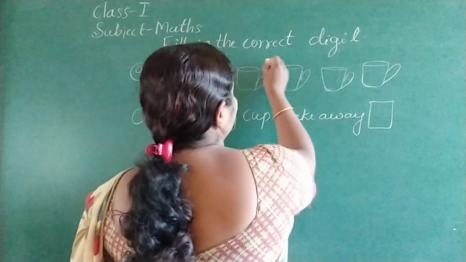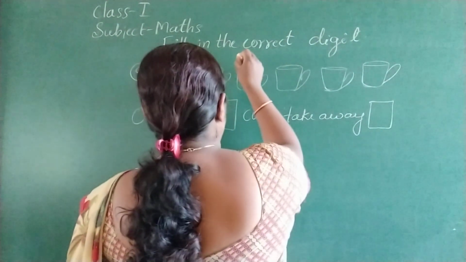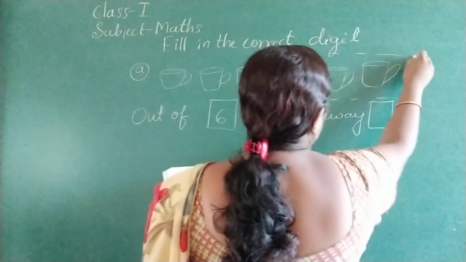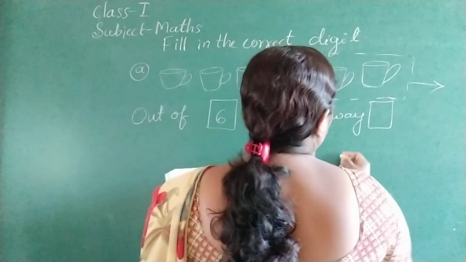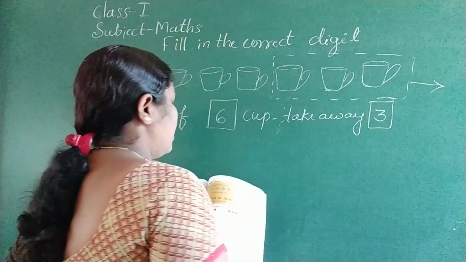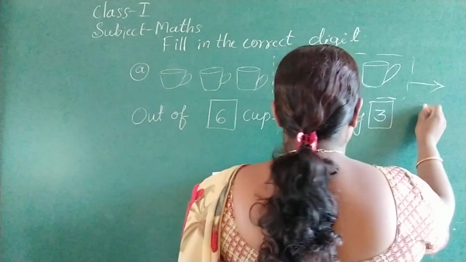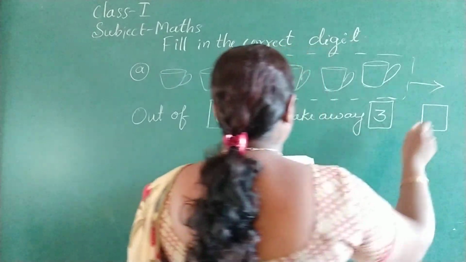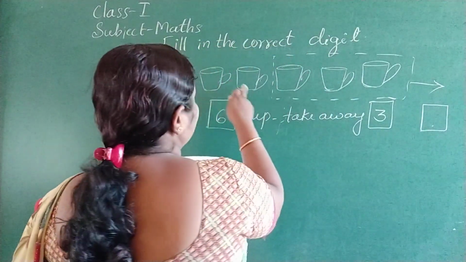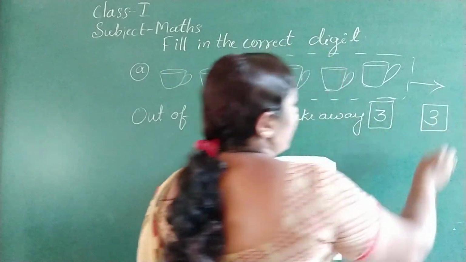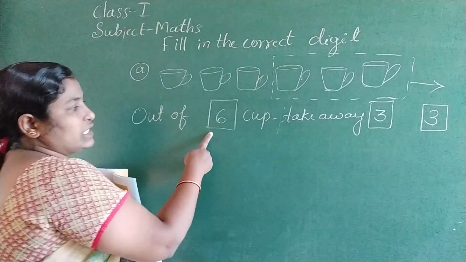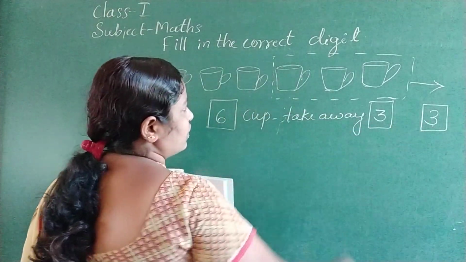They have shown the dots. How many? 1, 2, 3. They have taken away 3 cups. 1, 2, 3. 3 cup plates. So, how many cup plates are left? See, 1, 2, 3. There are 3 cup plates left. First box you write 6 and then 3 and then 3.